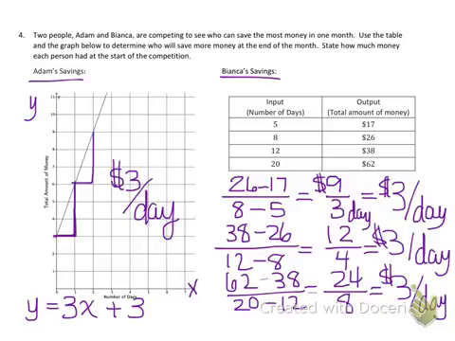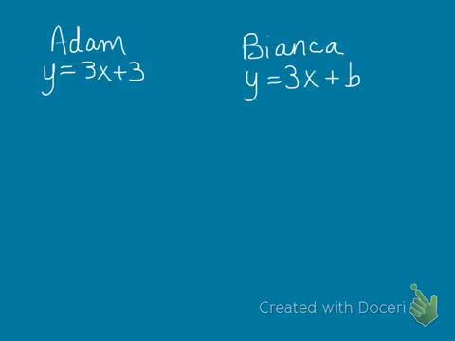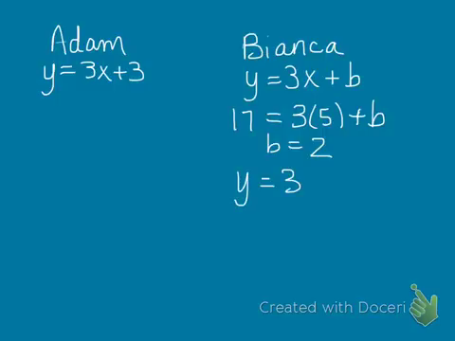Okay, so let's get a new page here. So we still need to find out how much Bianca started with, and that's going to be this y-intercept right here. So we know that at day 5, she had $17. So we know that 17 is equal to 3 times 5 plus b. So 17 is 15 plus b. So we know that b equals 2. Okay, so her equation is y is equal to 3x plus 2. So she started with $2. And so we can conclude that she's going to have more money at the end of the month than Adam does.